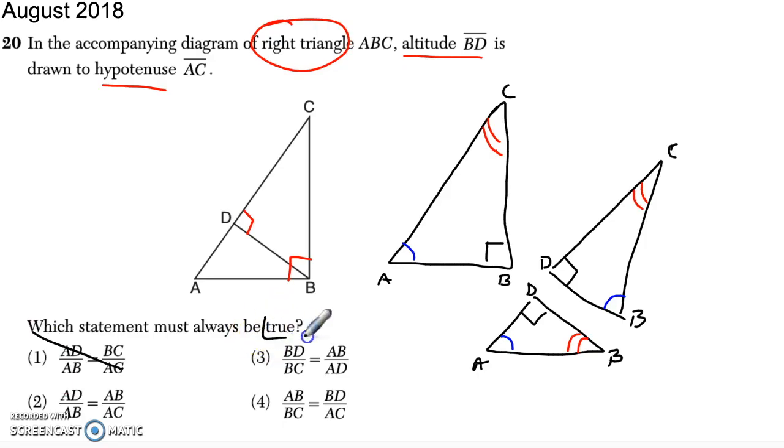This time I'm looking for one that's true, so it's not 1. How about 2? AD, okay, so we're back to AD again over AB. Same start, that's looking good. This time we go to AB. All right, so we went back to the same triangle.